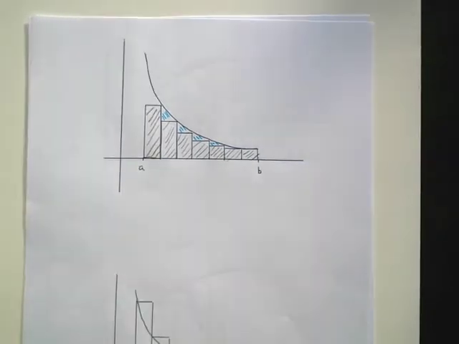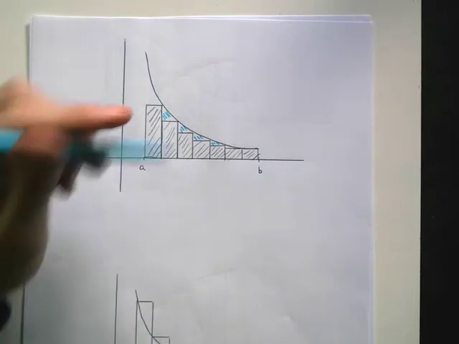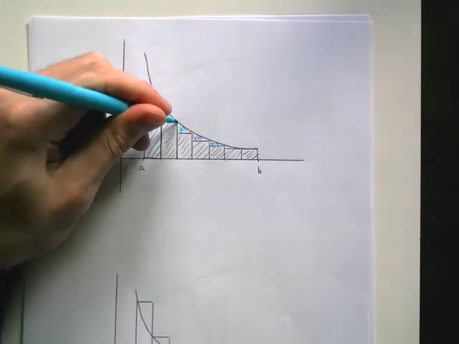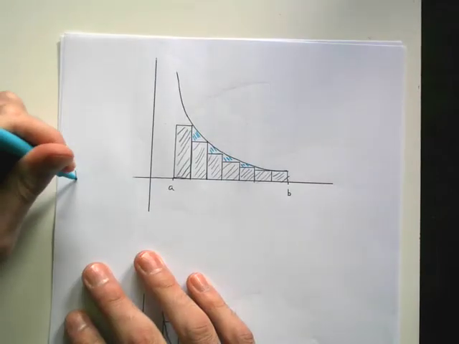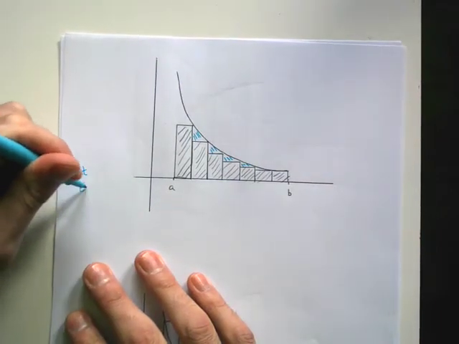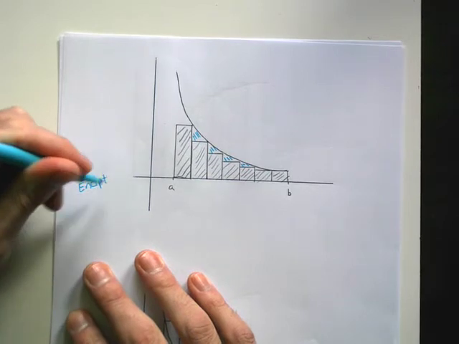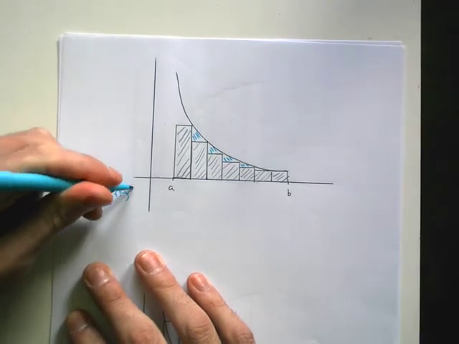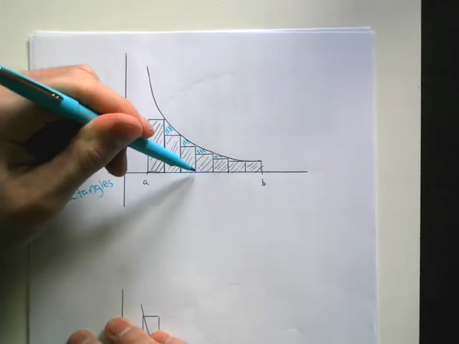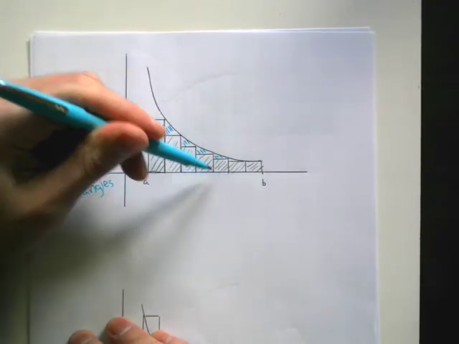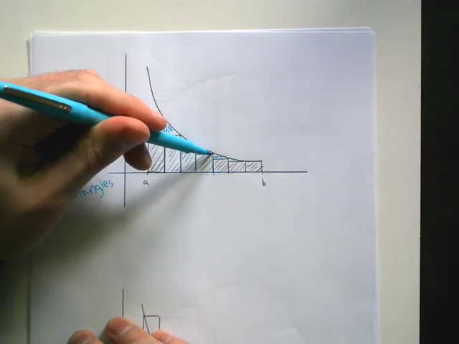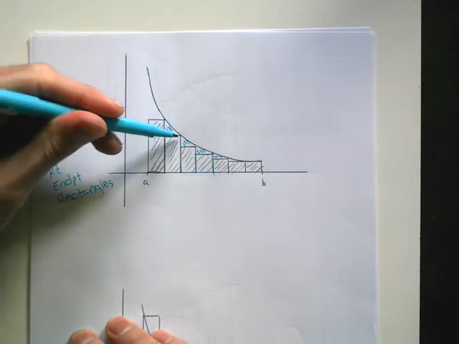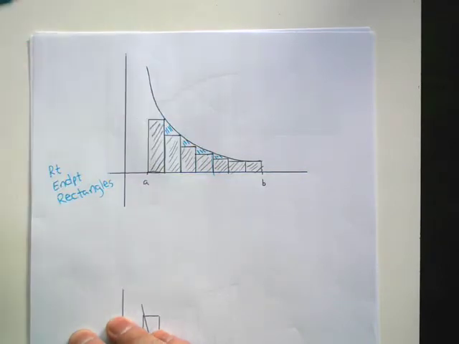Notice here that each of these rectangles touches the curve at its right endpoint. So I'm going to write right here, right endpoint rectangles. Again, each of these rectangles, if you look at their right endpoint, that's where it's going to touch the curve, and that's where it's going to go over to meet the other side. Right endpoint, right endpoint, right endpoint, right endpoint.